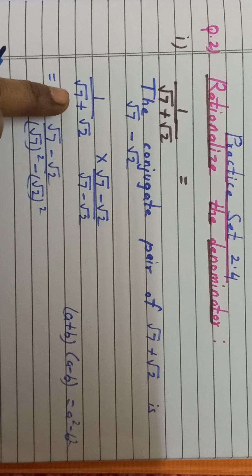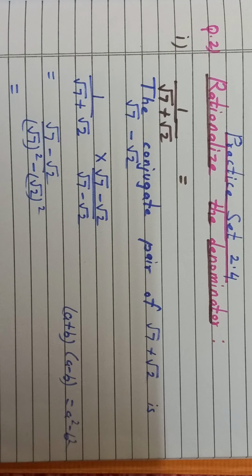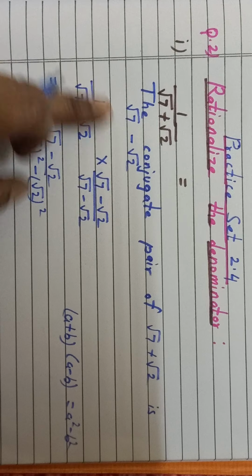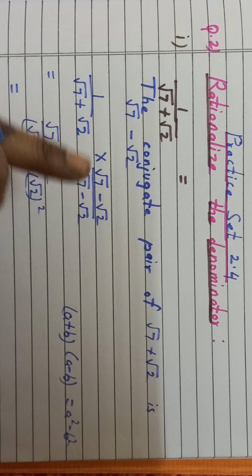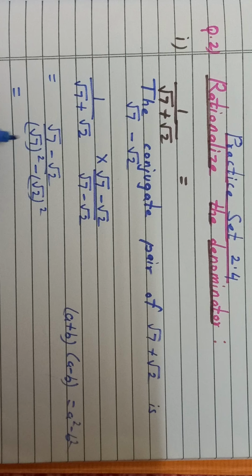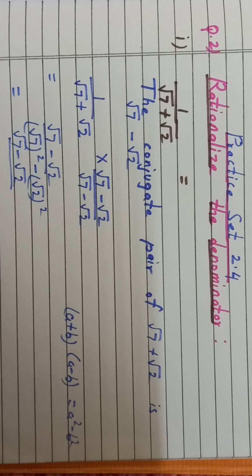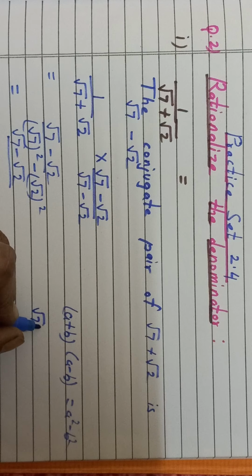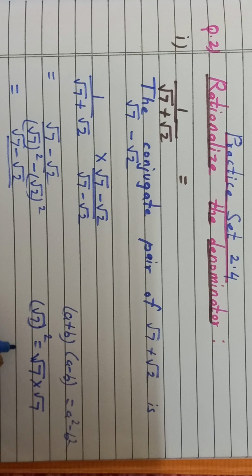This is the way. A plus b into a minus b is a square minus b square. We want to rationalize the denominator, so the denominator we have to change into a rational number. This is a surd, a binomial quadratic surd. That concept also we have discussed. So we will get root 7 minus root 2 upon root 7 square. Root 7 square means root 7 into root 7, which will give you square root of 49, which is equal to 7.